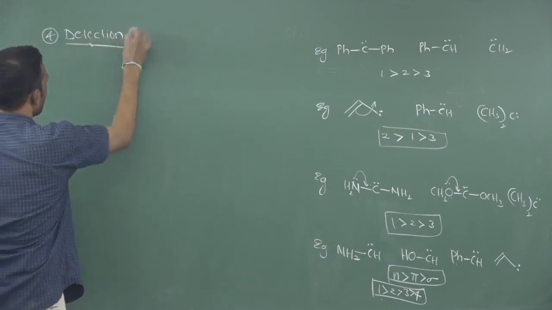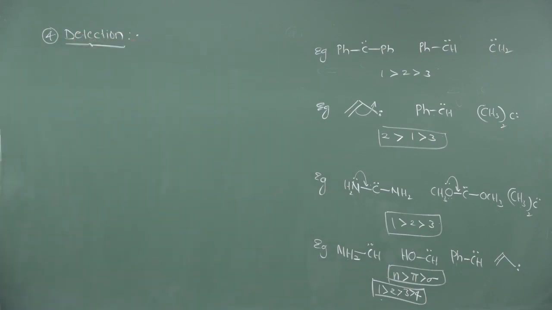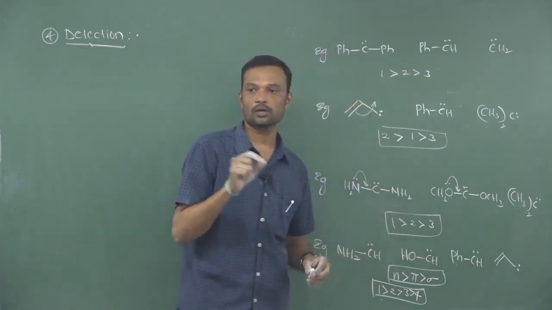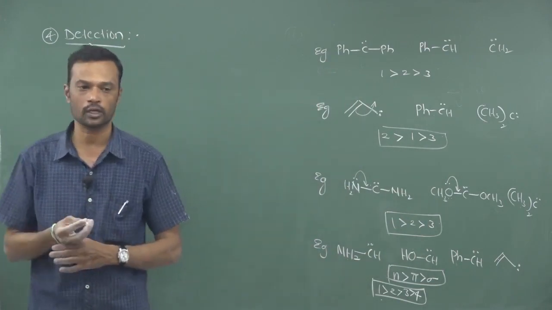How to identify a carbene? Detection is very easy. Only rings form. When any unsaturated molecule is added to a carbene, it is converted into the form of a ring. That is the detection for a carbene.